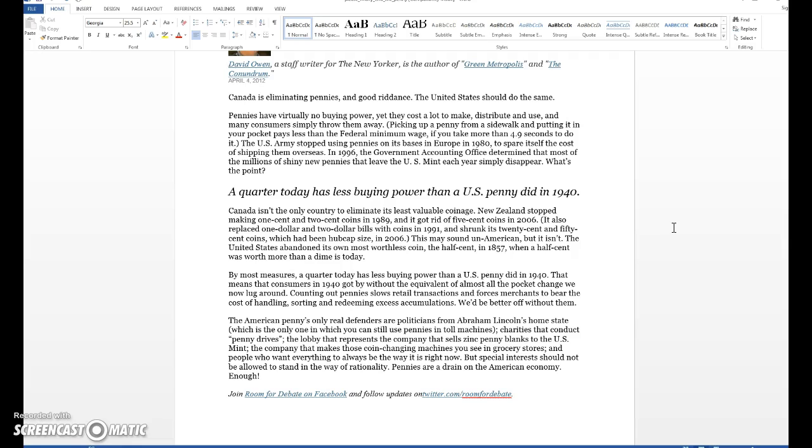The American penny's only real defenders are politicians from Abraham Lincoln's home state, which is the only one in which you can still use pennies in toll machines, charities that conduct penny drives, the lobby that represents the company that sells zinc penny blanks to the U.S. Mint, the company that makes those coin-changing machines you see in grocery stores, and people who want everything to always be the way it is right now. But special interests should not be allowed to stand in the way of rationality. Pennies are a drain on the American economy. Enough.